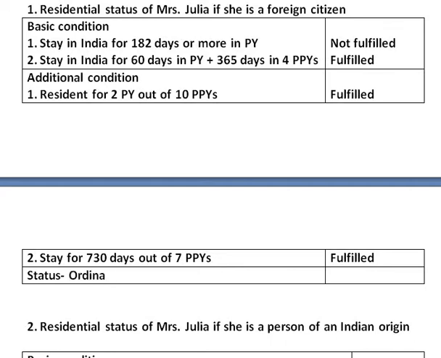So we have to write the conclusion: ordinarily resident in India. This is the residential status of Mrs. Julia if she is a foreign citizen.